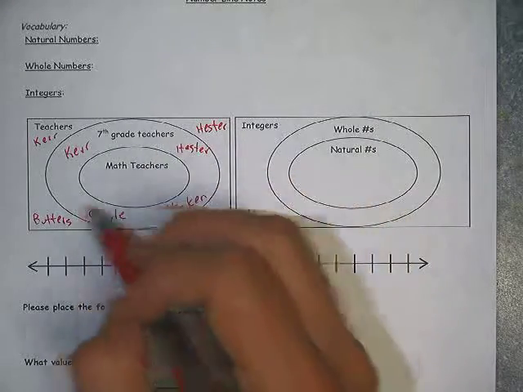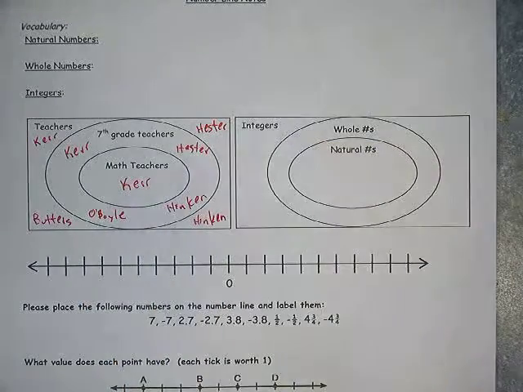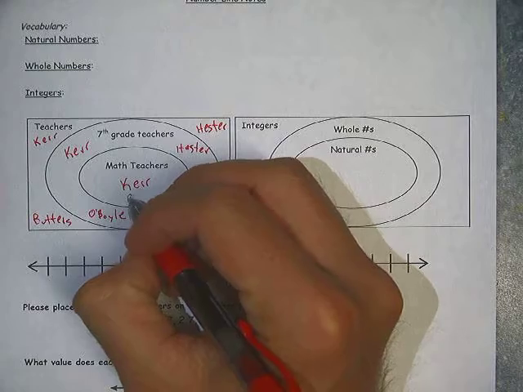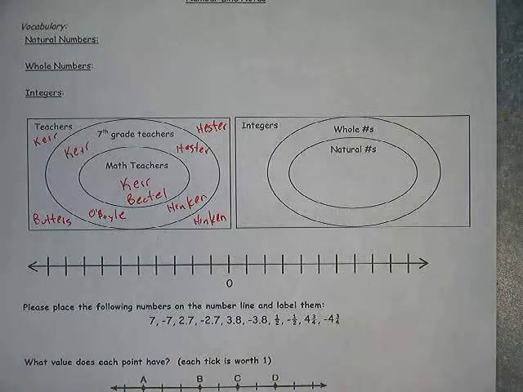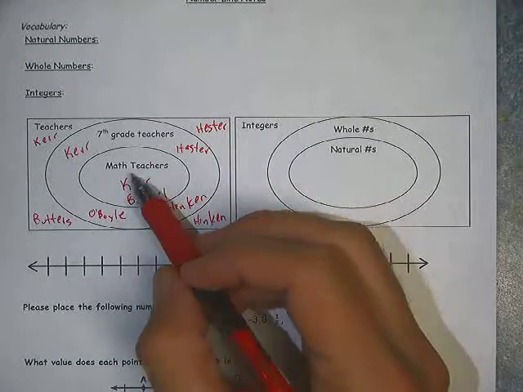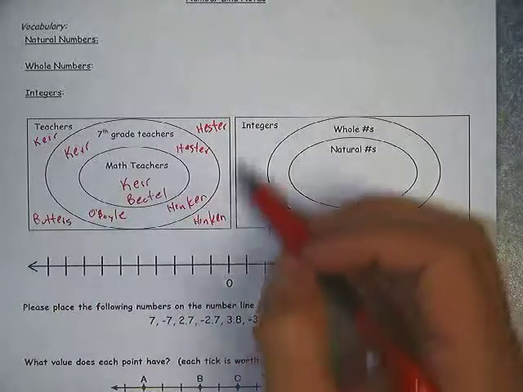Now inside the math teacher's circle, which is also inside the 7th grade teacher's circle, the only one that you can put is me. Or if you want to include Miss Bechtel, then she could go in there as well. Okay, but I can't put O'Boyle in there. He's not a math teacher. And I can't put Butters in there because she's not a 7th grade teacher.